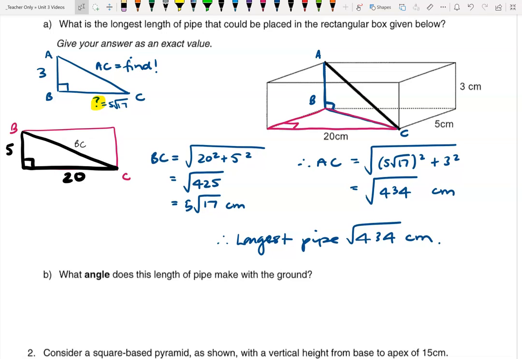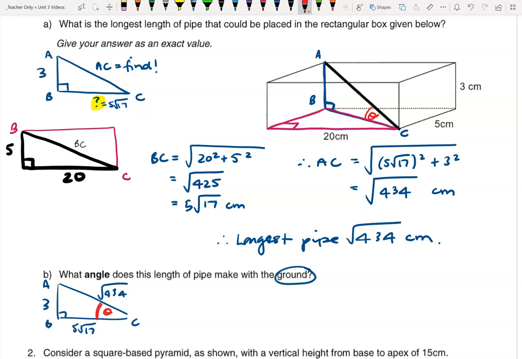The angle that this pipe makes with the ground, well, the ground obviously means the base of, for example, a tissue box. So when we go back and have a look at our first triangle that we've drawn of our ABC triangle, we now know this is 5 root 17 and 3 and root 434. We want to know this angle theta here, and that's the angle on our actual 3D shape that we're making with the ground, that length BC.